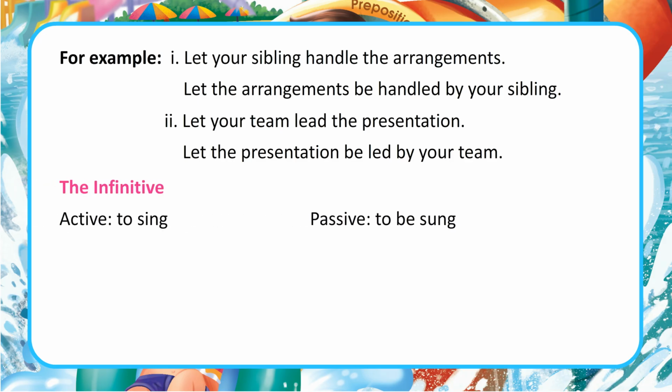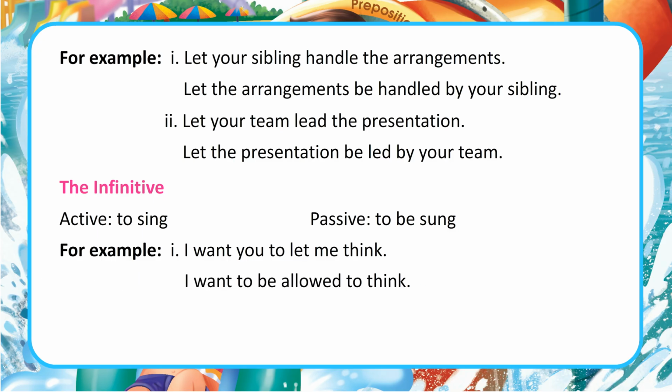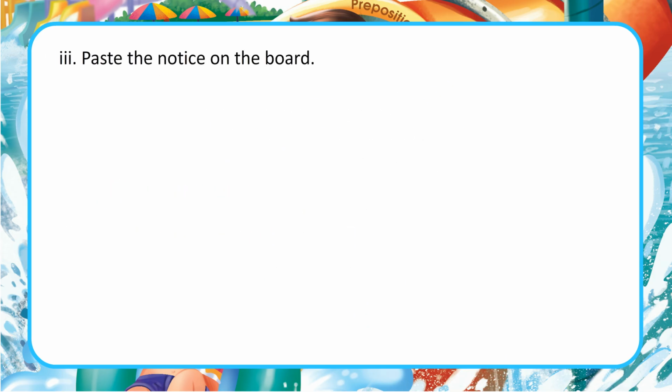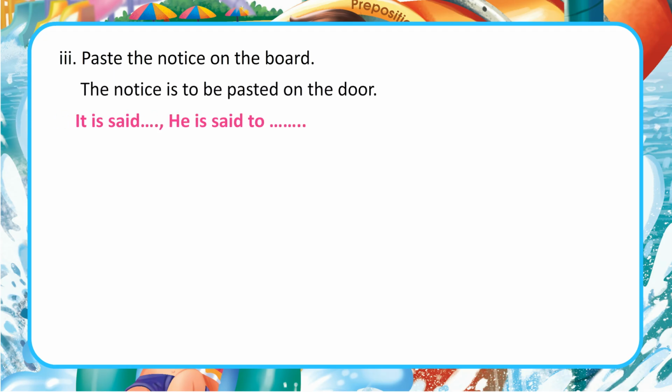The infinitive. Active: to sing. Passive: to be sung. For example, 1. I want you to let me think. I want to be allowed to think. 2. We will construct a 5-star hotel at this site. A 5-star hotel is to be constructed at this site. 3. Paste the notice on the board. The notice is to be pasted on the door.